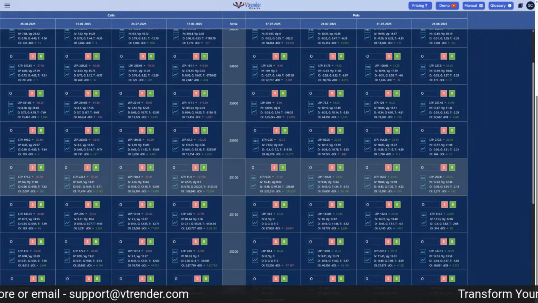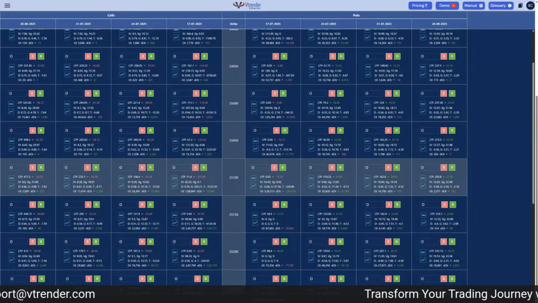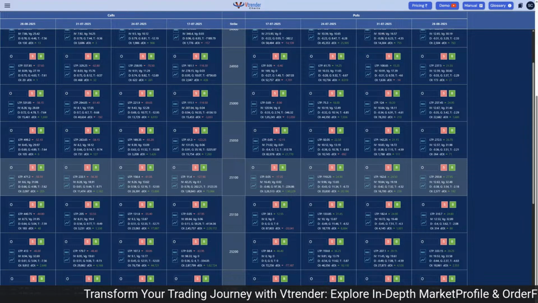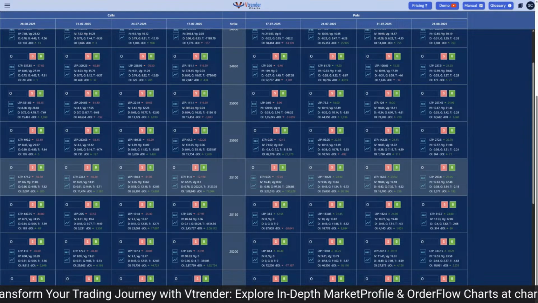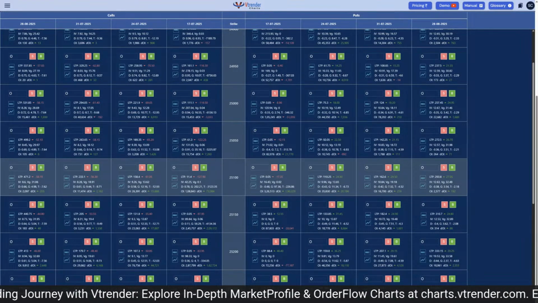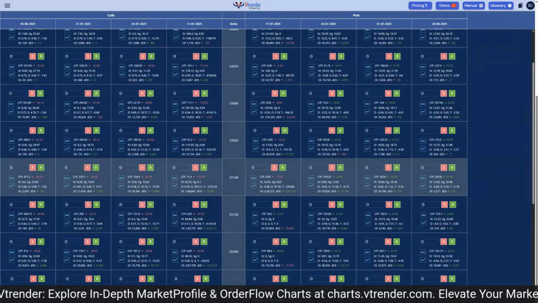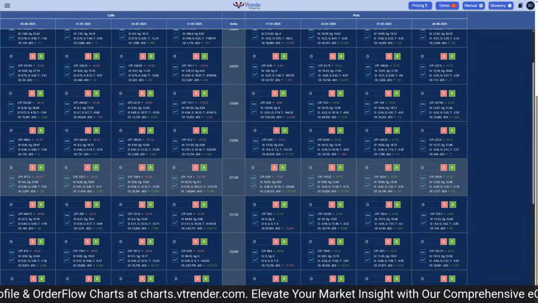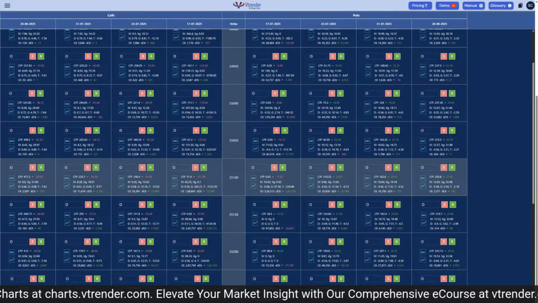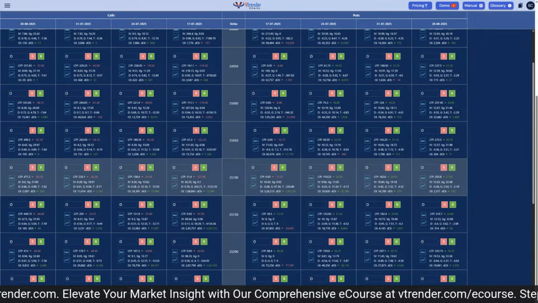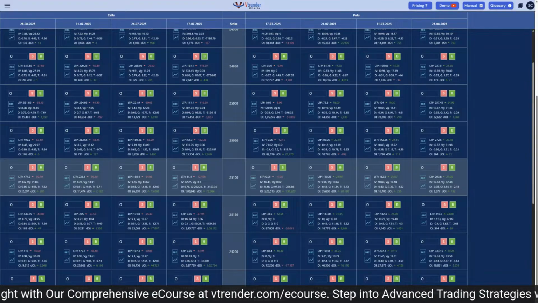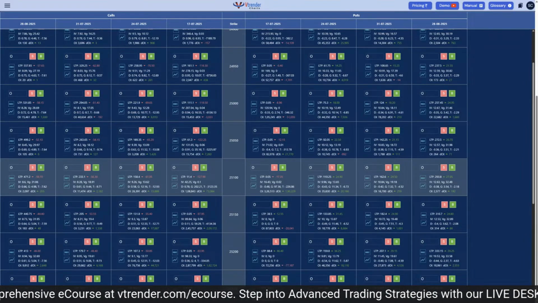That is the same thing for the market profile, and the same thing for the order flow. Even in the market profile, the order flow, and the rest of the tools we use at charts.vtrender.com, we are not doing a copy paste of every single thing which is there in the US markets. So I want to start with that disclaimer, because when you hear this word gamma, you will hear a lot of US based concepts around it.